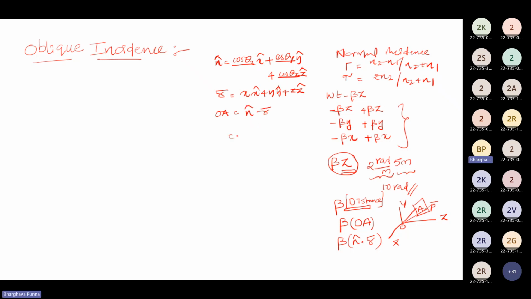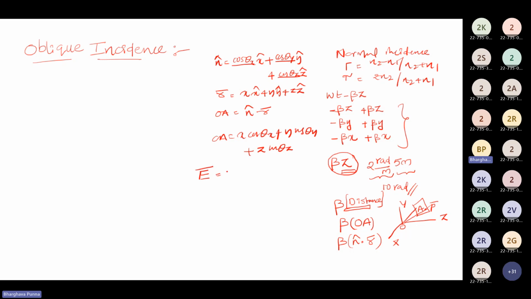And what is that we got? x cos theta x plus y cos theta y. We are multiplying the corresponding projections, plus z into cos theta z. So this is the distance. This one is to be multiplied with beta. Then comfortably we are able to write the electromagnetic equation, either electric field or magnetic field.